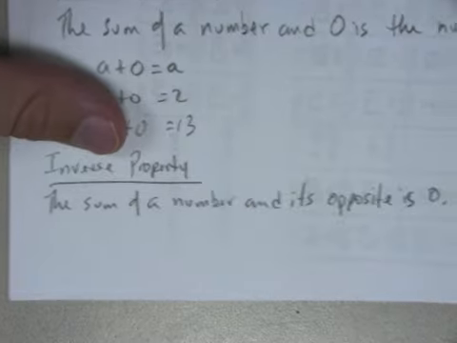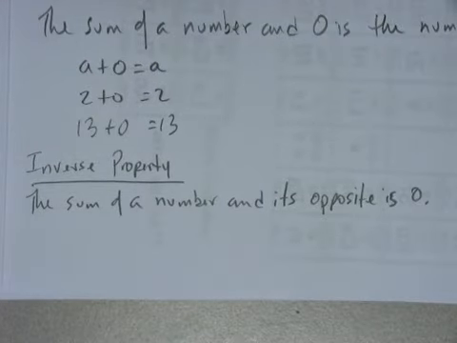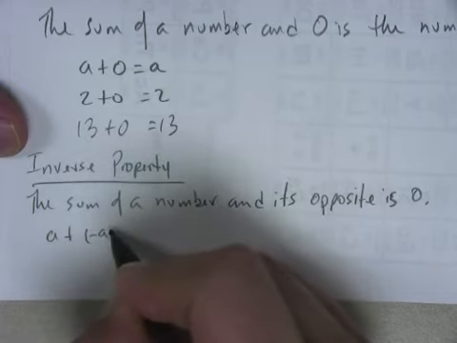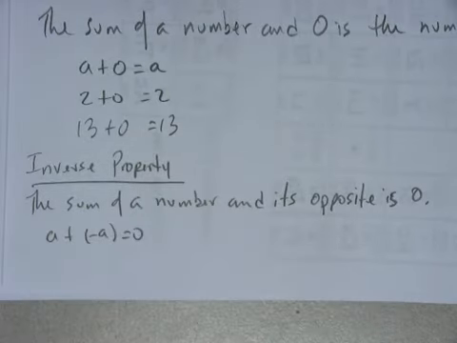That's an is right there. Okay, so what does this look like? Well, it looks like this. A plus negative A is equal to 0. And this one you already know as well.